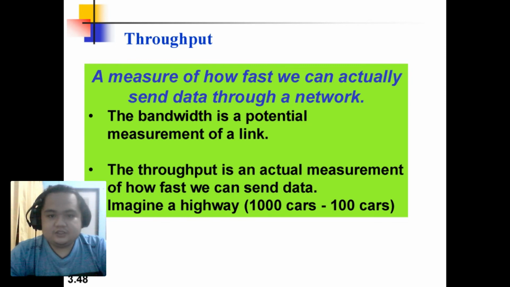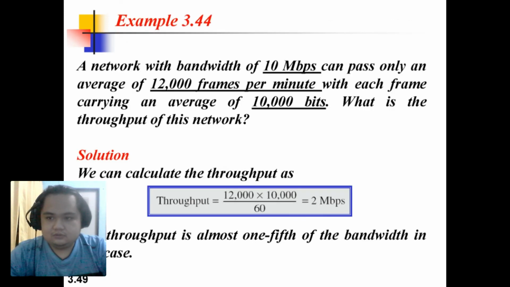Throughput is a measure of how fast we can actually send data through a network. Bandwidth is a potential measurement of a link, and throughput is an actual measurement of how fast we can send data. Imagine a highway that can carry 1,000 cars but only 100 cars are on it. This is an example of how we calculate throughput.